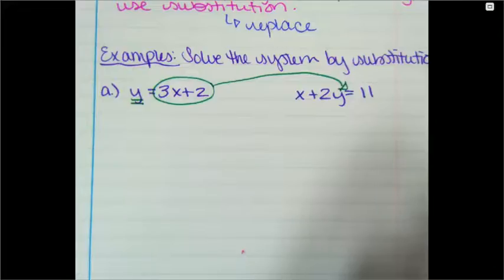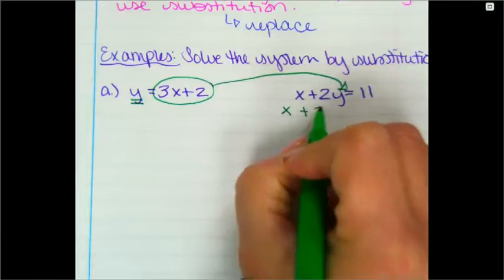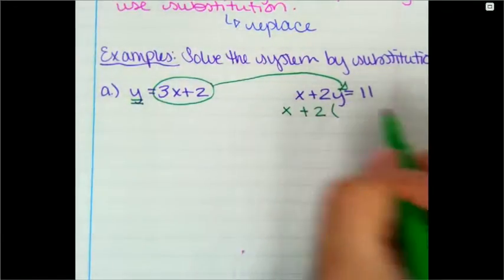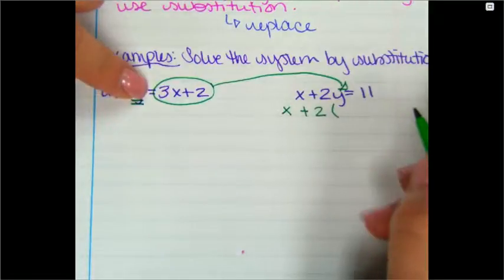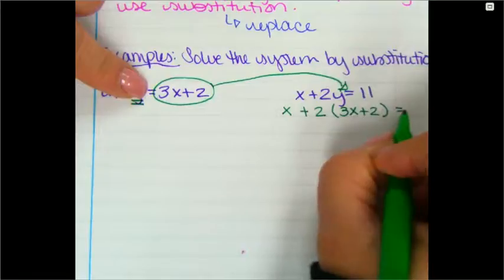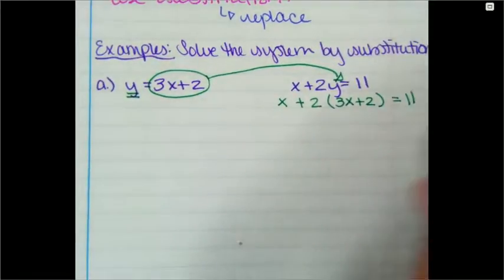So watch me substitute. I'm going to take the x and write it down. I'm going to take the plus and the 2. Instead of y, it's now going to be what I circled. What did I circle? Good, so I'm going to write 3x plus 2, and then I'm going to write equals 11. Understood so far? Other questions about that piece? We're good? Alright. Now, we have to solve this.